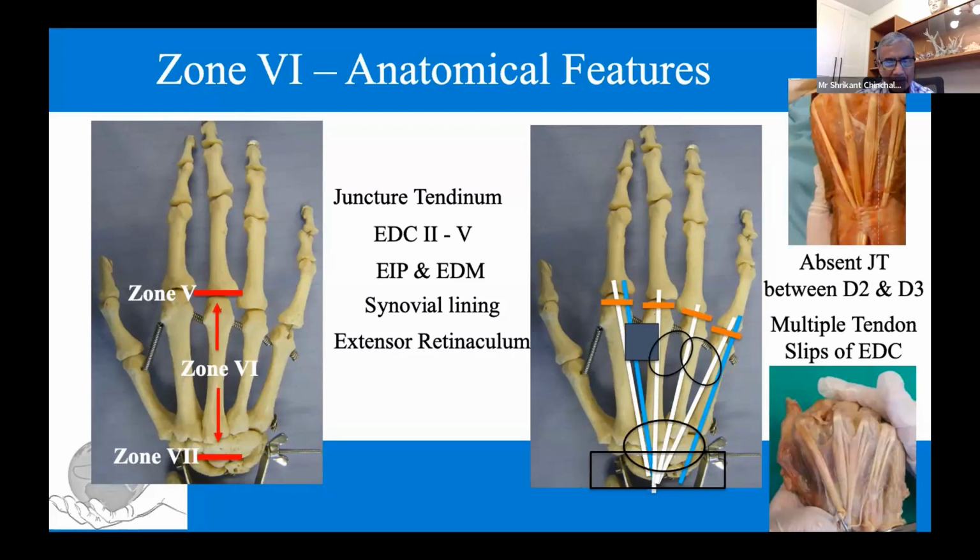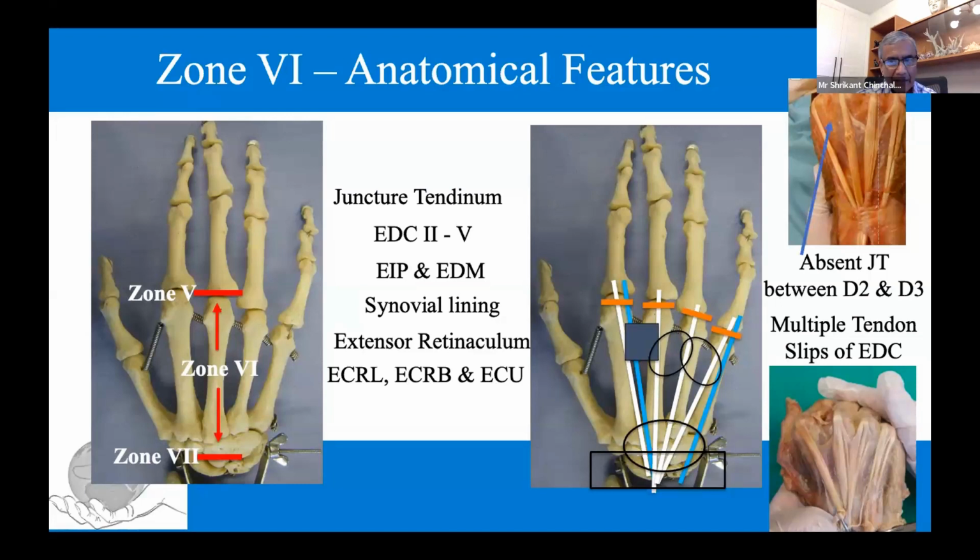And distally, you may see that the juncturae tendinum may be absent between the index finger and long finger. And at times, you may see multiple slips of extensor digitorum communis tendon. And then at times, you may have an injury to the extensor carpi radialis longus, extensor carpi radialis brevis, and extensor carpi ulnaris.